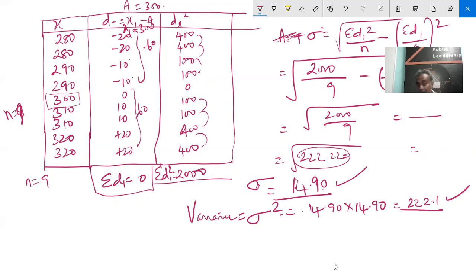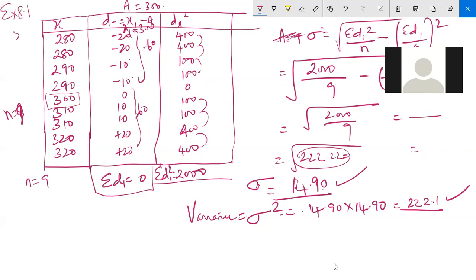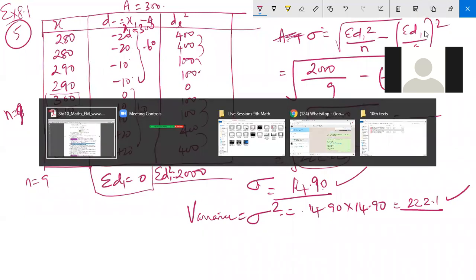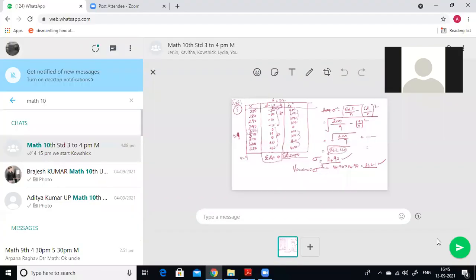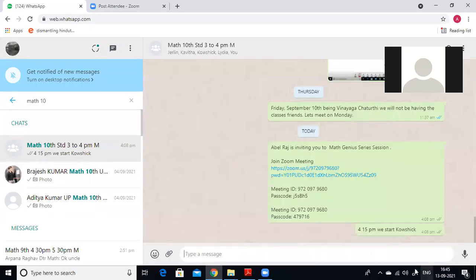Okay, all right. This is a simple sum. You just use the assumed mean method. Exercise number 8.1, sum number 5. I'm going to copy and paste this. If you have any doubts, it is a very simple sum. Just use the formula directly. You don't have to arrange in ascending or descending order. You can simply take it as it is.